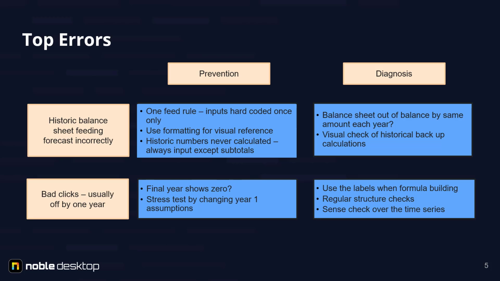And last but not least, the top error we would like to mention in this video is bad clicks, usually off by 1 year. So in this scenario, you need to check if the final year shows 0 on one of the line items and stress test by changing year 1 assumptions. To diagnose this error, use labels when building the formula. You need to do regular structure checks and sense check over the time series.